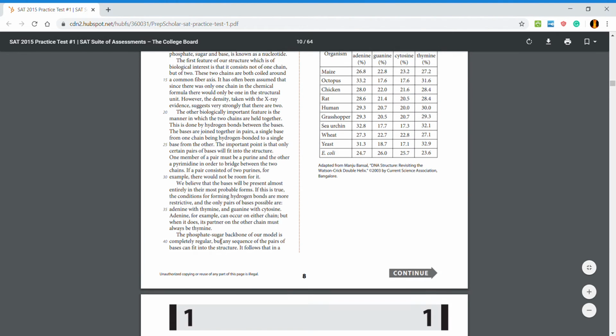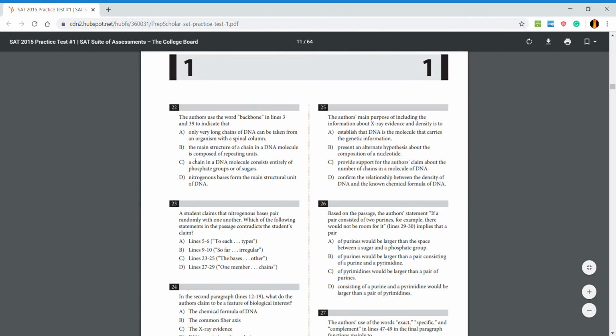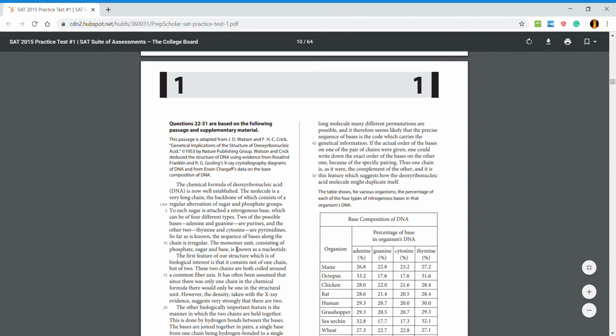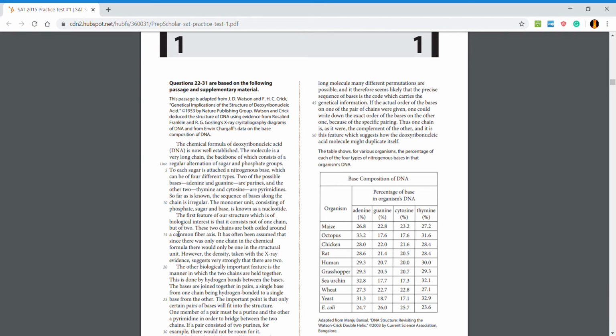For example, lines 5 to 6. To each sugar is attached a nitrogenous base, which can be of 4 different types. This does not support the claim at all; in fact, this can be evidence that they do bond randomly, but not that they don't bond randomly. So we don't want A. 9 through 10. So far as is known, the sequence of bases along the chain is irregular. Again, this does not prove that they can only bond with one another. In fact, it shows that the actual combinations are random and doesn't support the claim at all.